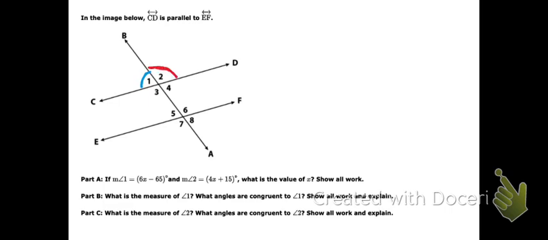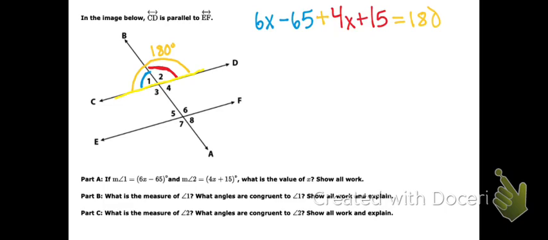Notice that angle 1 and angle 2 together form a straight line. So that means that together, this whole distance, angle 1 plus angle 2, is 180 degrees. So that would be our equation. And then you solve this.